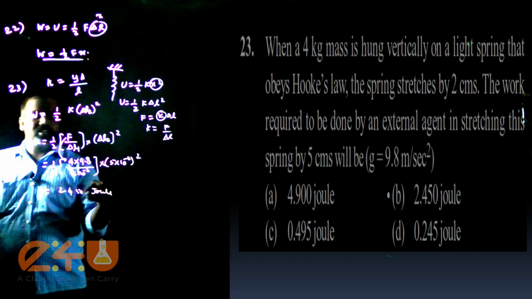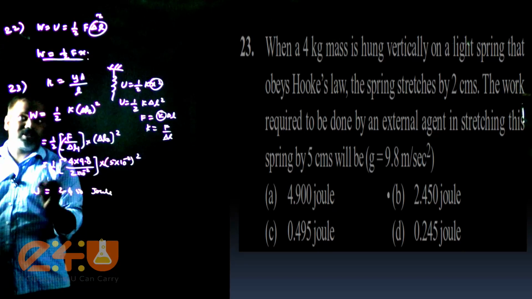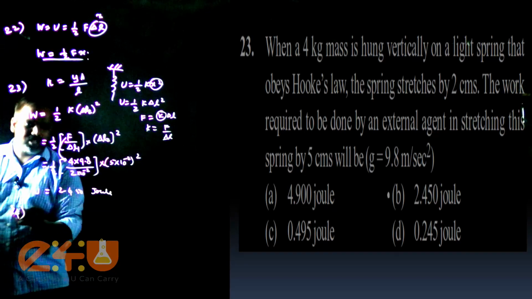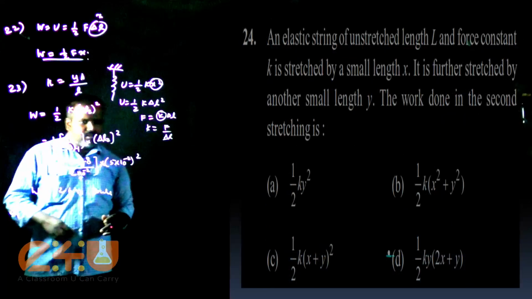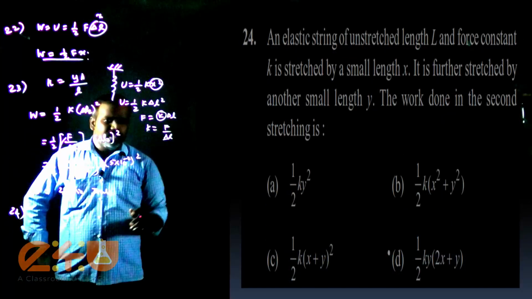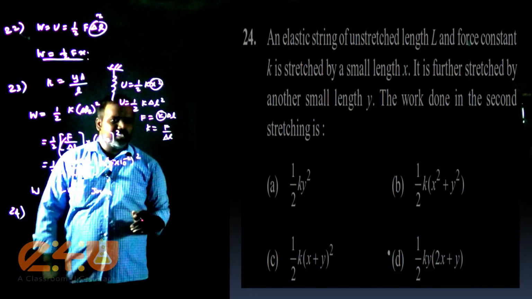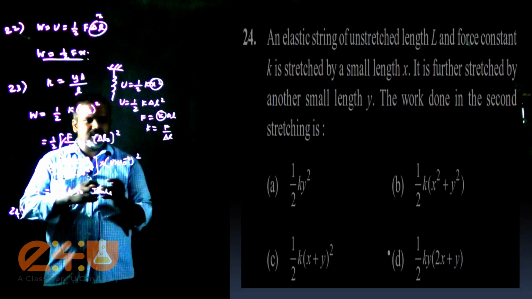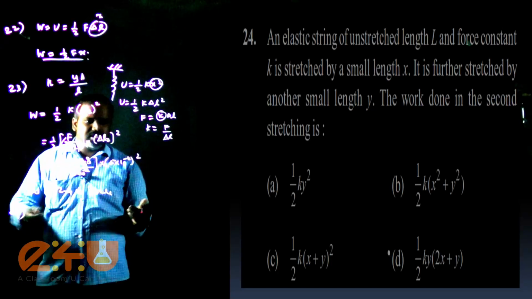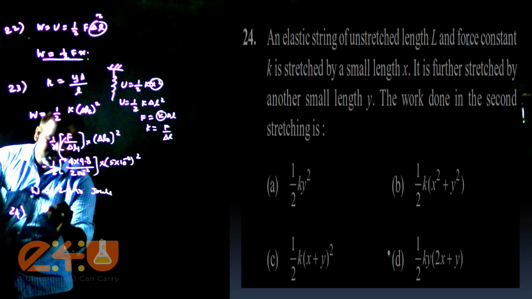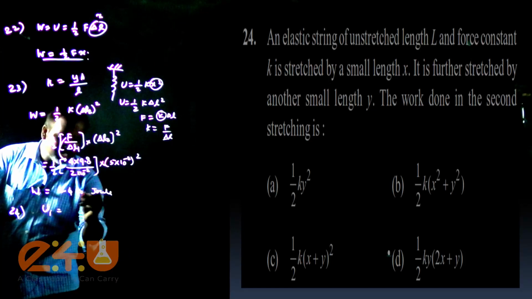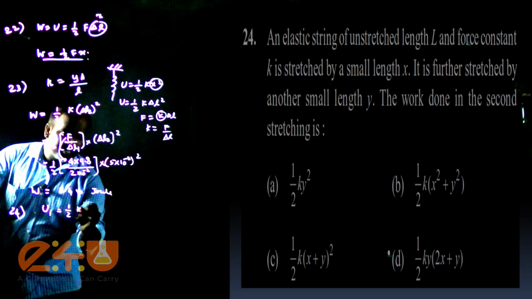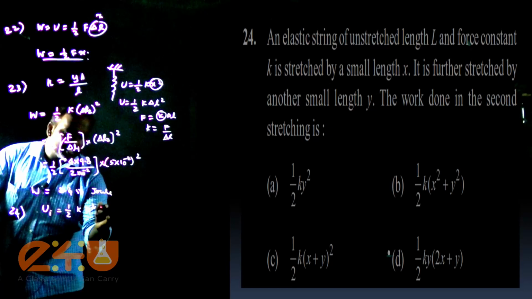The numerical part I leave for your practice. Now please go to question number 24. An elastic string has unstretched length L and force constant K, and it is stretched by a small length x. So let us consider the initial potential energy in the spring, as per the question, half K x square.